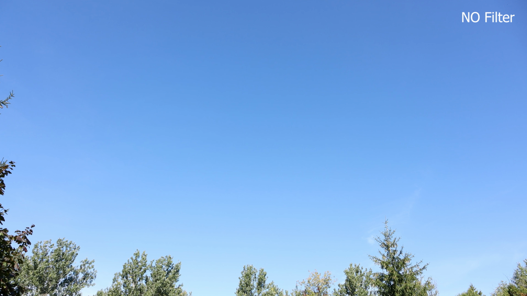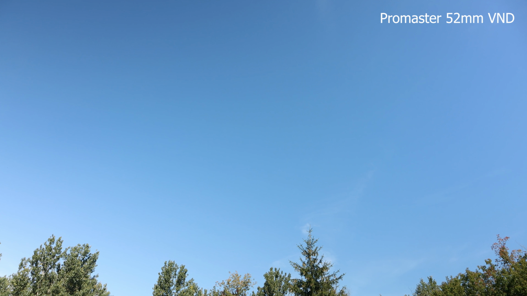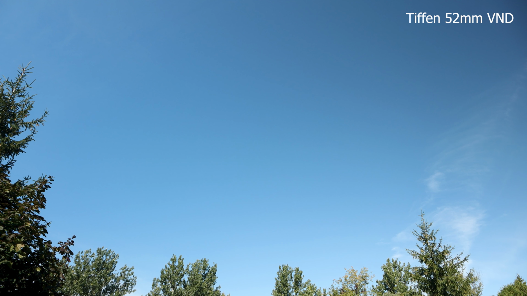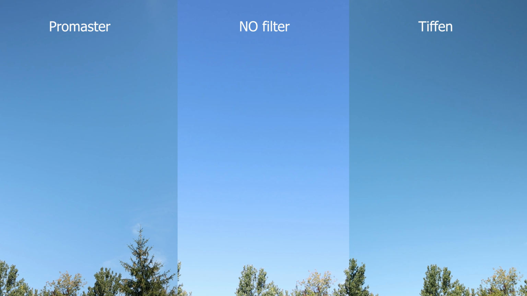Let's start with photos. Let's start with the shot of the sky. Here is the color of the sky from 15 to 45 millimeters lens with Canon M6 Mark II, no filter. Now let's show the shot of the sky with the filter Promaster, which is the cheaper one. And here's a shot of the sky with the Tiffen filter on, a little bit more expensive one. Let's put them side by side. And now let's look at the footage.